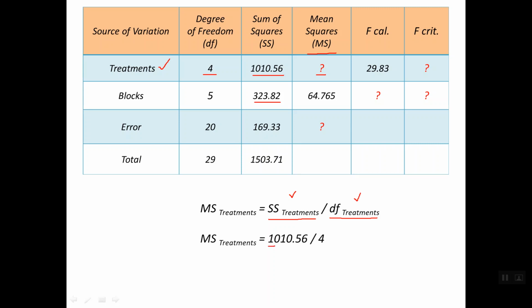This is the SS for the treatments. It is inside the table. And this is the degree of freedom for the treatments. It is 4. So the value of the mean square for the treatments is simply 252.64.